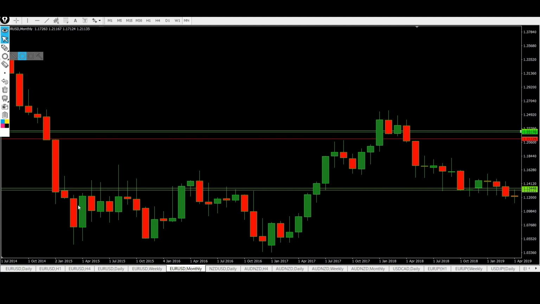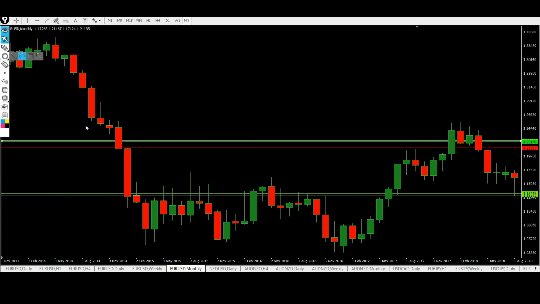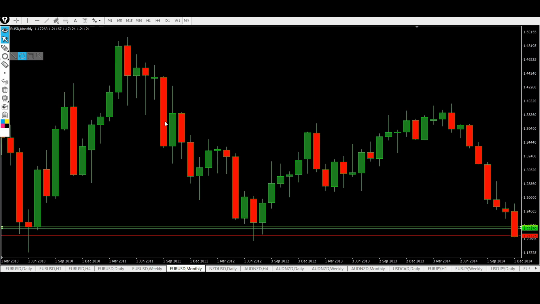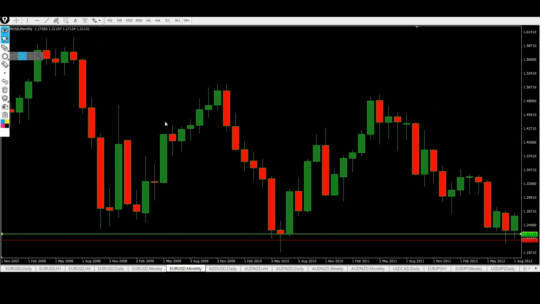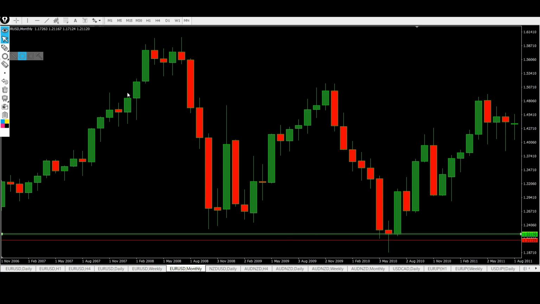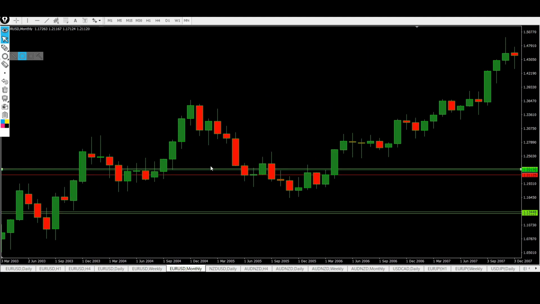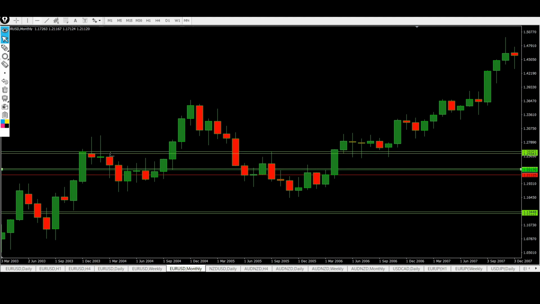Looking for gaps. None so far. Keep going. Okay, so there's one gap right here, right at this level. It's close to current price. So let's draw some horizontal lines there. One at the close of the first candle right here, and another one at the open of the next candle right here.